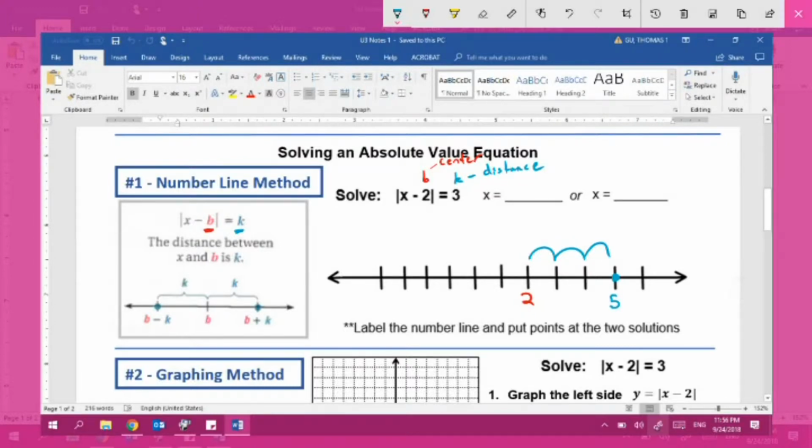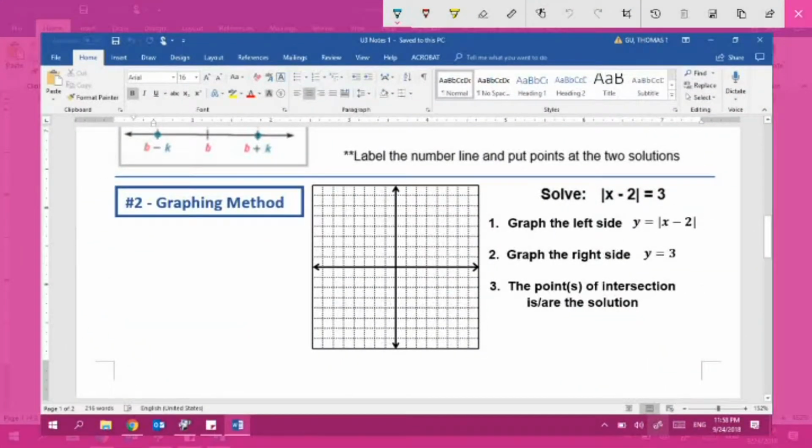And now let's go the other direction. 1, 2, 3 spaces. And what's 3 spaces in the negative direction? That's going to be negative 1. So with this number line, drawing it out like this, we can see that our 2 answers are right here, negative 1 and 5. So x equals negative 1 or x equals 5. Oh my goodness, that's the number line method.